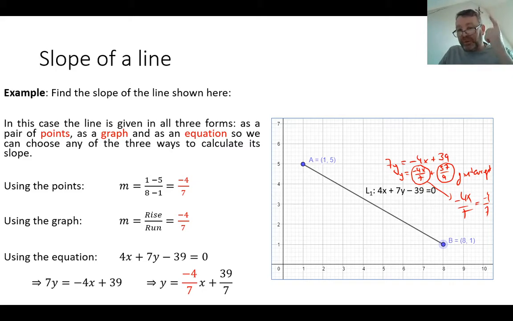If it's presented by points, y2 minus y1 over x2 minus x1. If it's presented as a graph, draw the right angle triangle, and then starting at one point, get your journey continuously to the second point. Write down the values of the rise and the run and put the rise over the run. And lastly, if it's given to you as an equation, manipulate the equation to get y on its own.